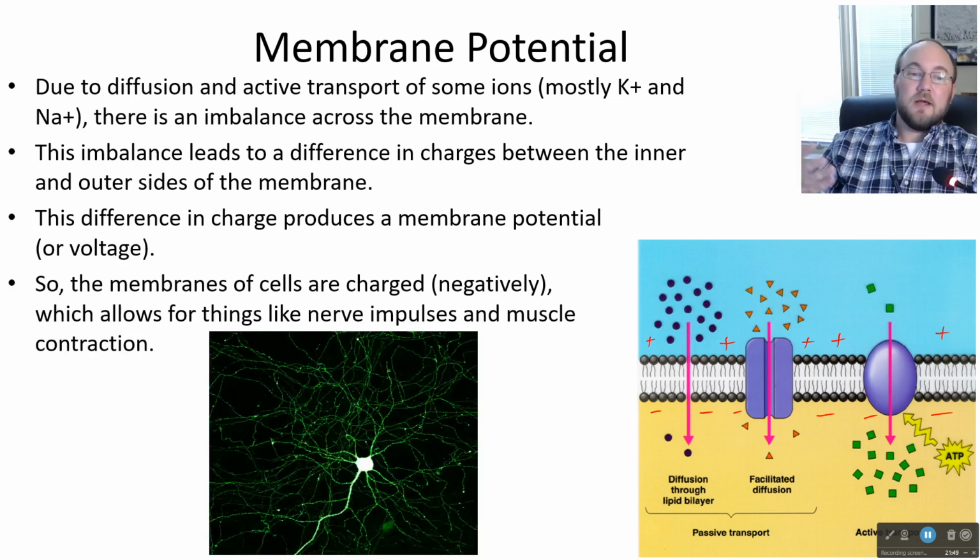So, to sum it up, the membranes of cells are usually charged negatively, which allows for things like nerve impulses and muscle contractions, which we discuss in modules 4 and 5, and that's why all this stuff that I've been talking about with the membranes is important for us. This is just a picture of a neuron. It was just there to fill up some space, but I thought it was a cool picture. We come back to this later. It's important for this class and important for you to know about.